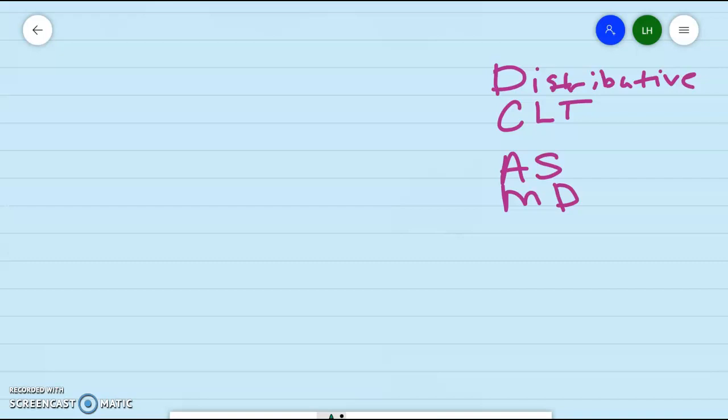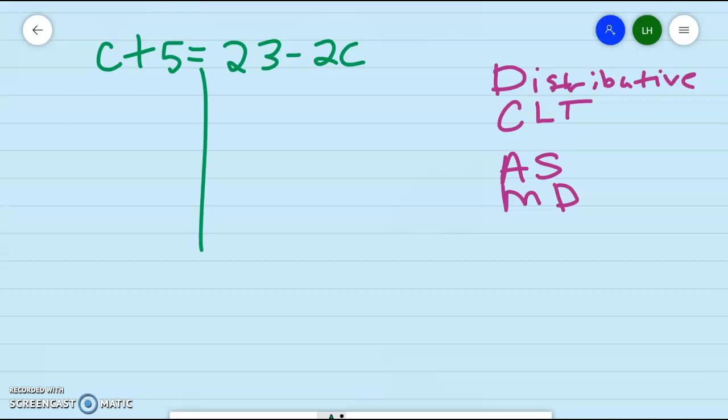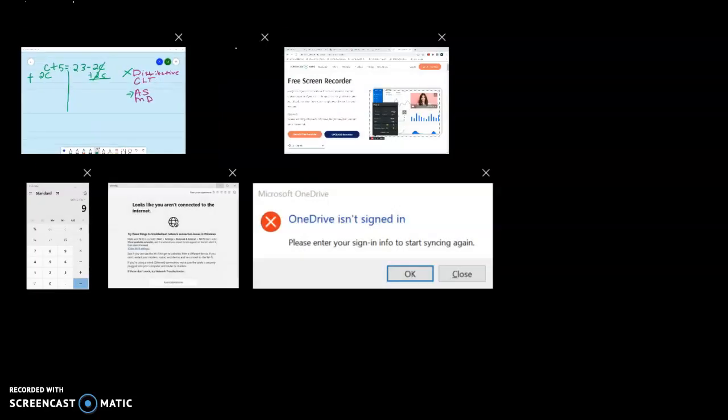All right, let's look at this one. C plus 5 equals 23 minus 2C. So on this one, we don't have distributive property. We do have like terms, but we need to get our like terms on the same side. So we're going to go down to addition and subtraction. We're going to move the minus 2c by adding. So we have our like terms on the same side.